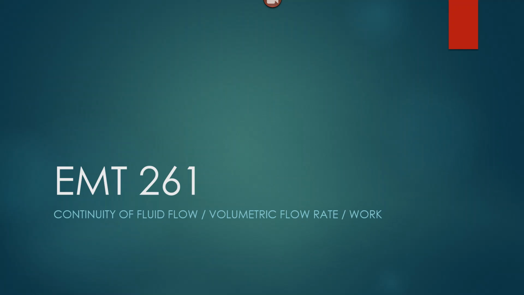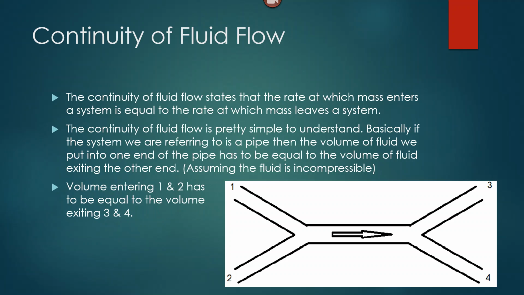Okay, today we're going to talk about continuity of fluid flow, volumetric flow rate, and work. So the continuity of fluid flow is pretty interesting. And for fluid power, for hydraulics especially, it's very easy to understand. It basically just says that the rate at which mass enters a system is equal to the rate at which mass leaves a system. So inside the system, mass is not magically disappearing, and it's not being created. Which is good for us.